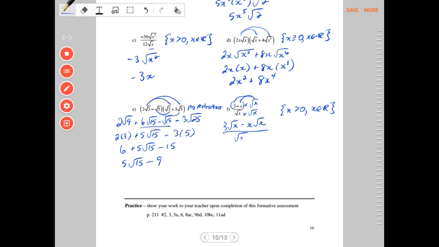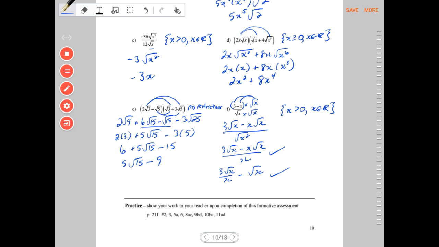So square root of x squared. So we would have 3 root x minus x root x all over x. Okay, good. You could simplify that a little bit, I guess. You can also write it as 3 root x over x minus these x's would cancel, so minus just root x. Either one I would accept to be correct.